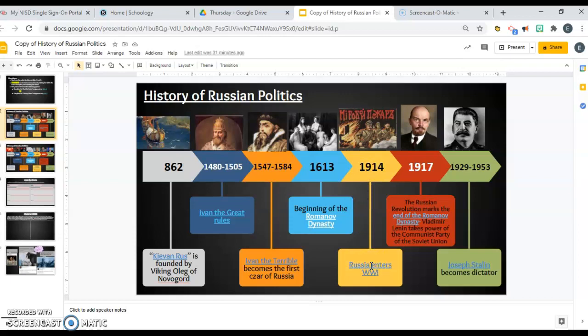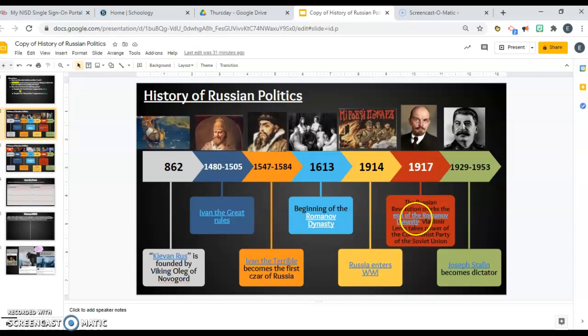1914, Russia enters World War I. They will be allied, or they will be friends with Britain, France, and eventually the United States. And then it will talk about Russia's military power, but also about its heavy losses from that war.